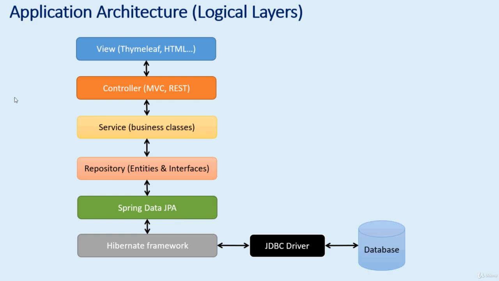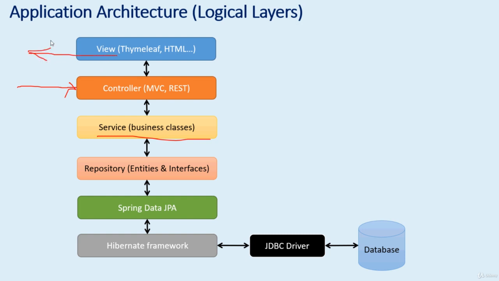And note that the request from the client will come to the controller layer. Here, the controller layer is responsible for handling requests from the clients, and it will call the service layer to perform the logic, the business of the application, and then it will render the view that is returned to the client.